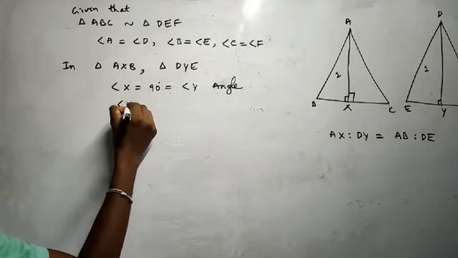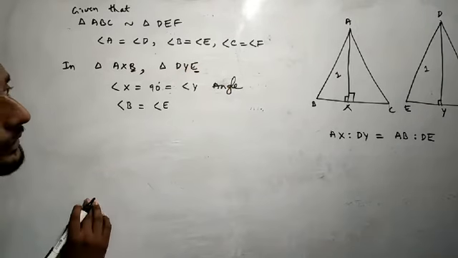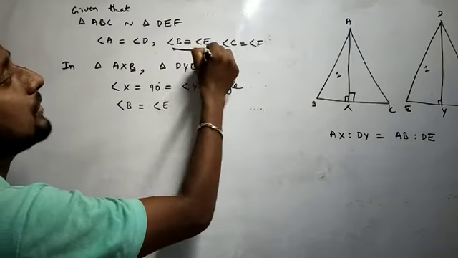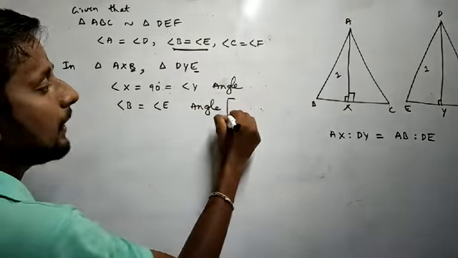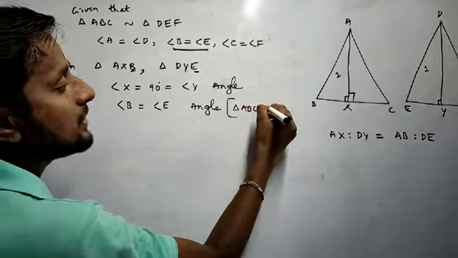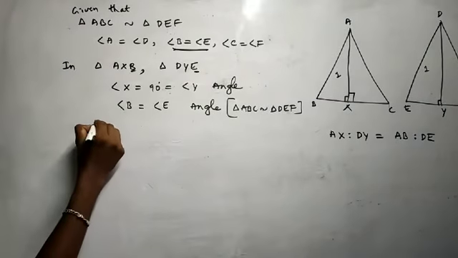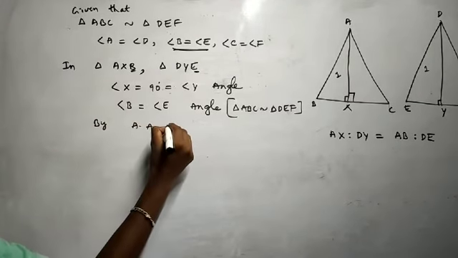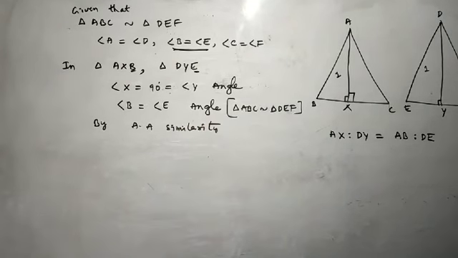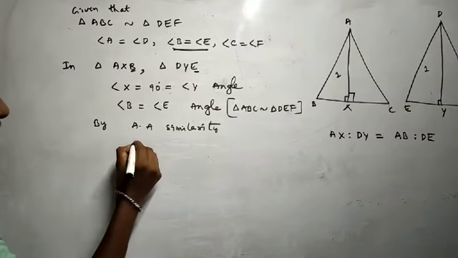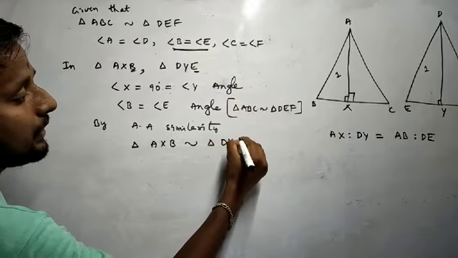Next, angle B is equal to angle E. Look at the last letter I am talking about, right? From the given information, both triangles are similar, so the angles are equal. The reason for equality is triangle ABC is similar to triangle DEF. By AA similarity, we'll write triangle AXB is similar to triangle DYE.